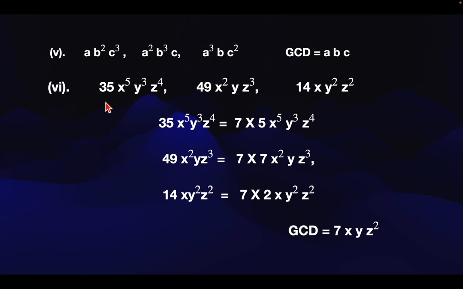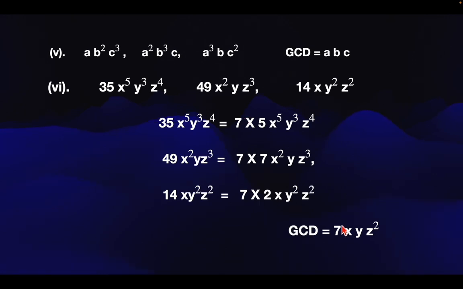Next sum. Take this polynomial, factorize it. Next, take this, factorize it. Take this polynomial and factorize it. You can see this will be 7 square, because 7 into 7 is 7 square. So what is common is 7, and the least power is 1.